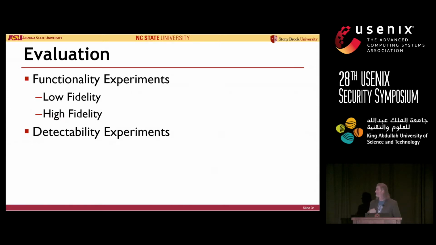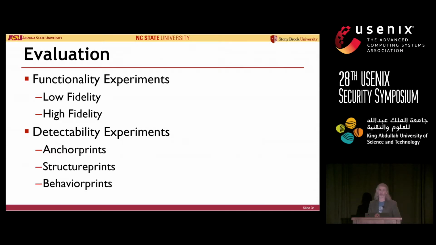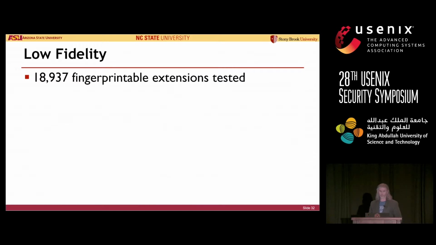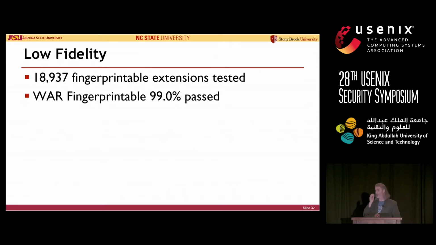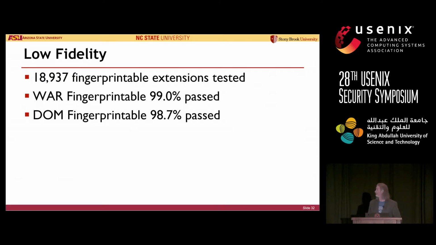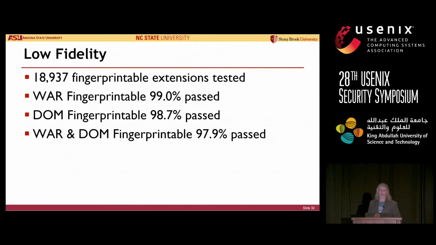The second part that we tested were detectability experiments. Were we able to detect these cloaked extensions with anchor prints, structure prints, or behavior prints? So for the low fidelity testing, we tested 18,937 fingerprintable extensions. For WAR fingerprintable, 99.0% of them passed the functionality testing. For DOM fingerprintable, 98.7% passed. And for WAR and DOM fingerprintable, 97.9% passed.